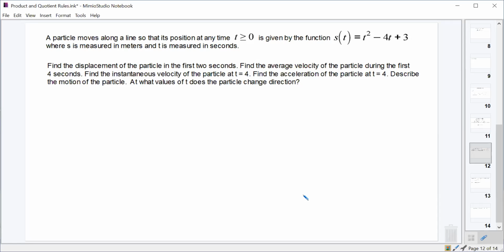First thing we want to find is what is the displacement of the particle in the first 2 seconds. So before we can even do that, we need to think about what is displacement? What does that mean? The distance from the origin. Right, or maybe from the origin, depending on where this particle started, but it's the distance from where it started to where it ended up during those first 2 seconds.